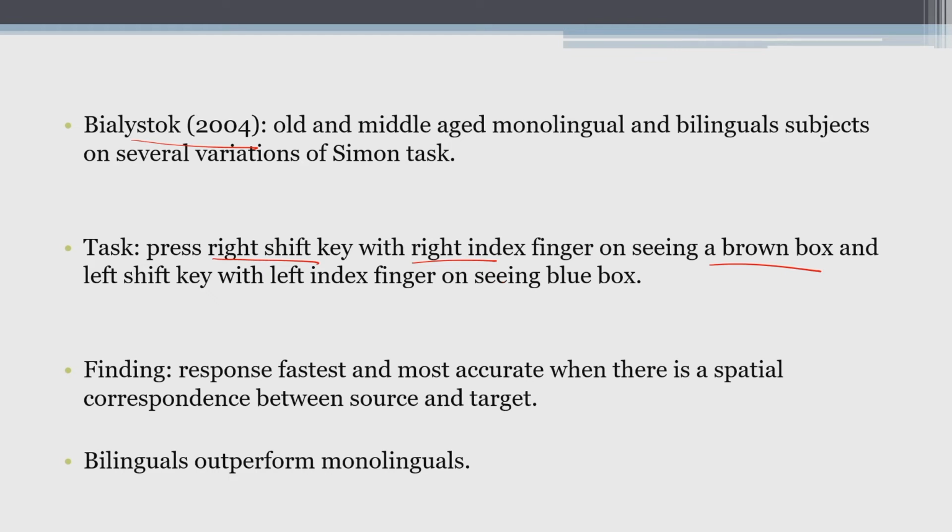So, the findings show that response was faster and more accurate when there is a spatial correspondence as expected between source and target, and when the correspondence is not there, in an incongruent condition, of course, response was slower. But the more important finding is that the bilinguals outperformed monolinguals in these studies.